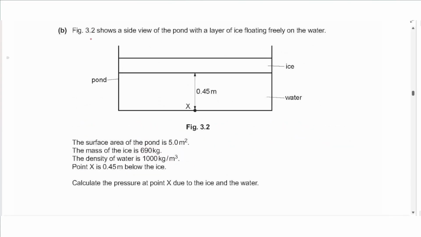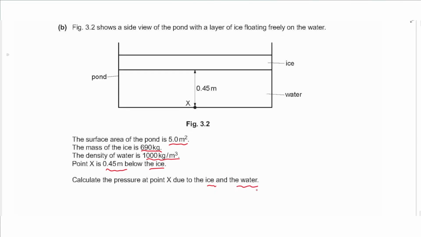Part B says figure 3.2 shows the side view of the pond with a layer of ice floating freely on the water. The surface area of the pond is 5 meters squared. The mass of the ice is 690 kilograms. The density of the water is 1000 kilograms per meter cubed. Point X is 0.45 meters below the ice, that's inside the liquid. Calculate the pressure at point X due to the ice and the water.